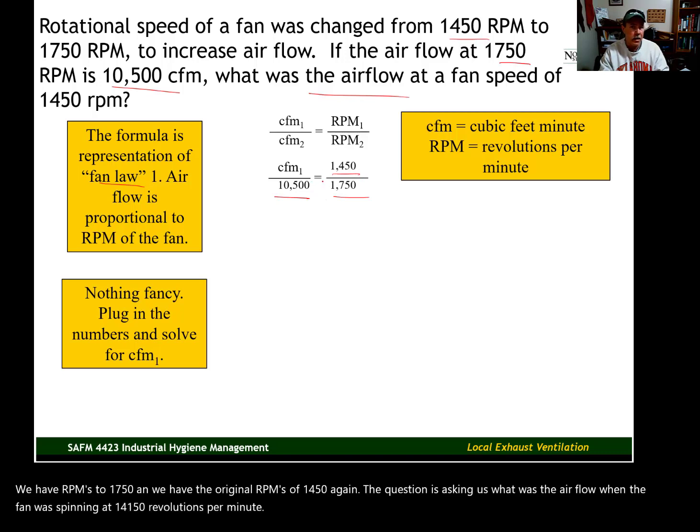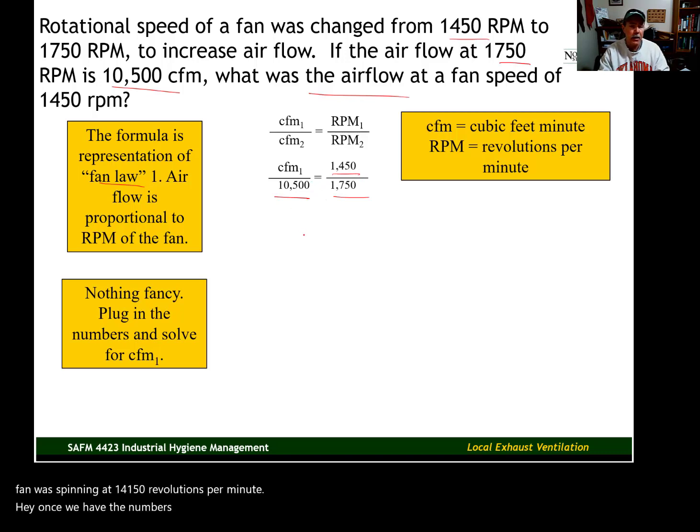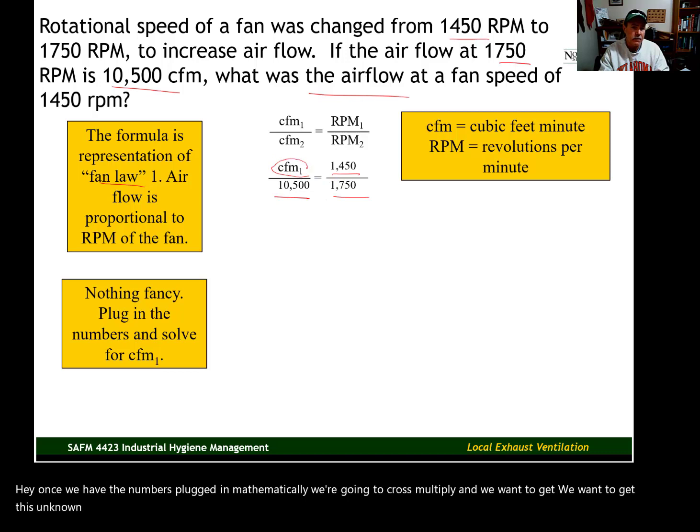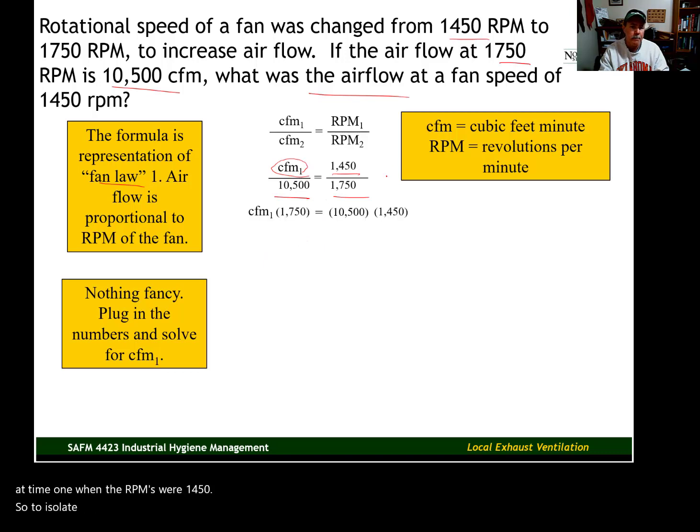Okay, once we have the numbers plugged in, mathematically, we're going to cross multiply. Now we want to get this unknown variable. This is the subject of this particular equation. That's what we want to solve for, is cubic feet per minute at time 1 when the RPMs were 1450. So to isolate CFM1, we cross multiply. We end up with CFM1 multiplied by 1750.